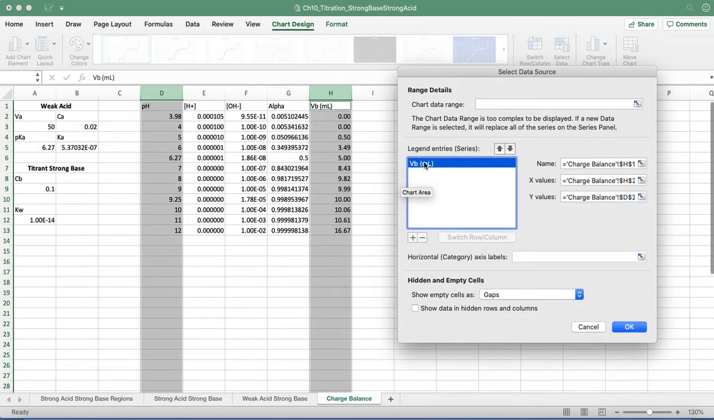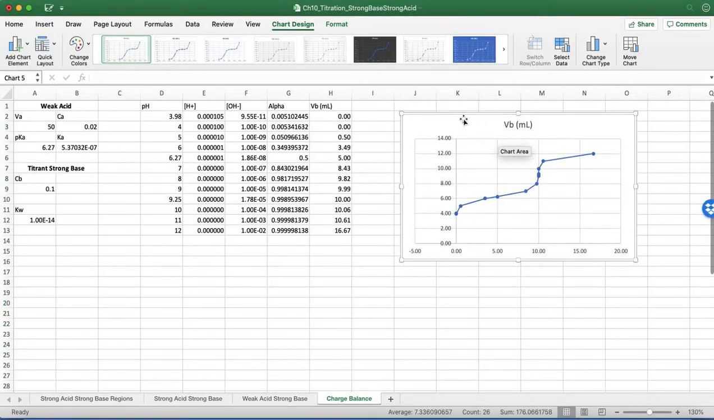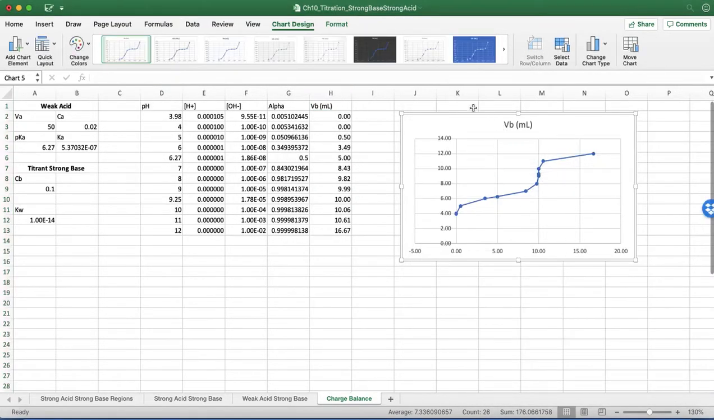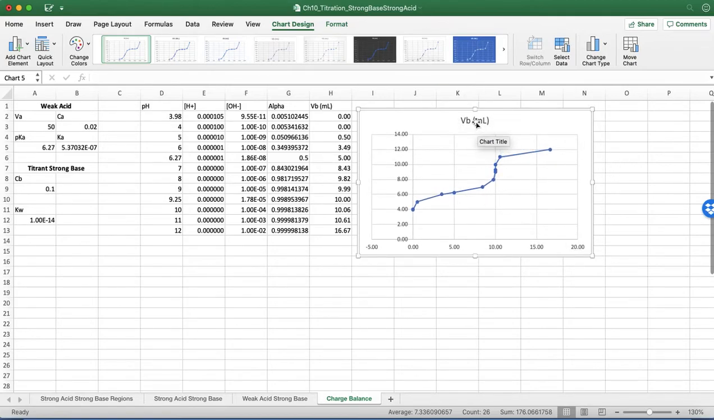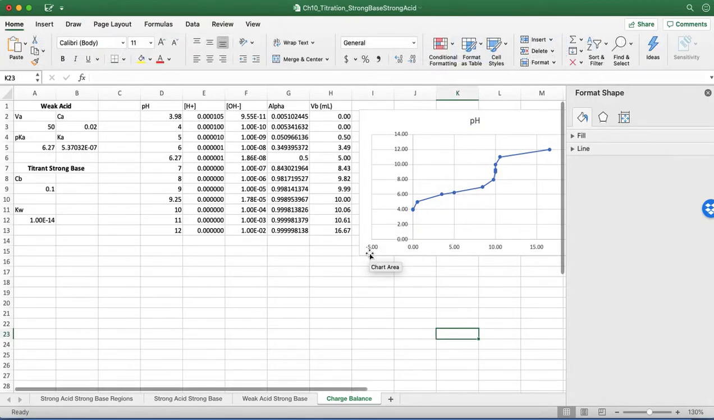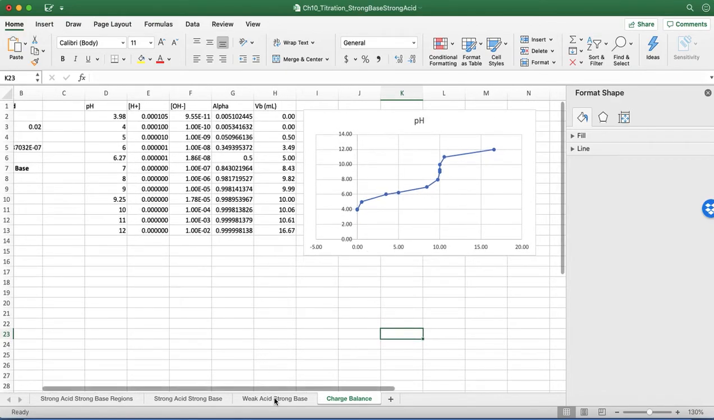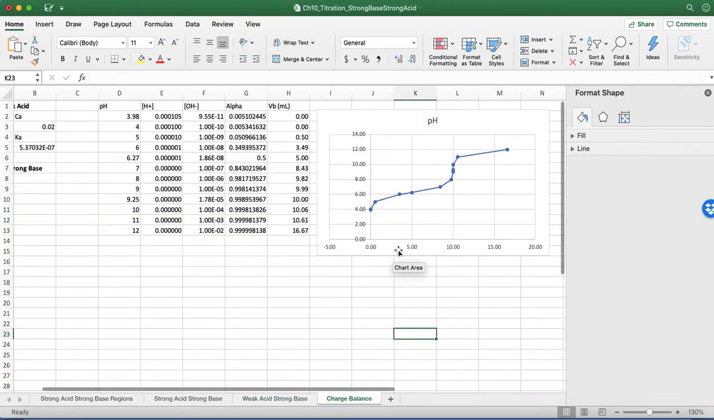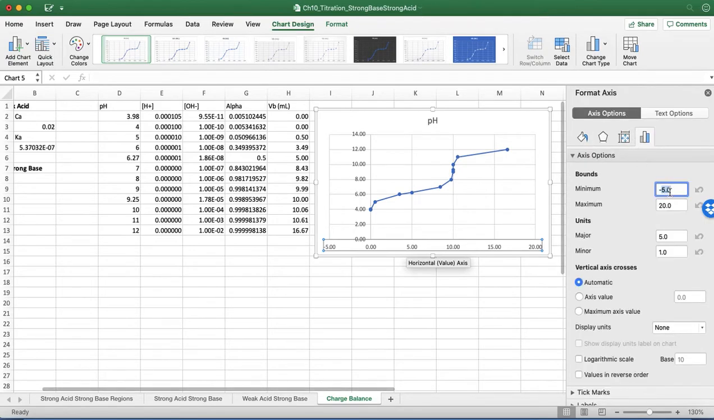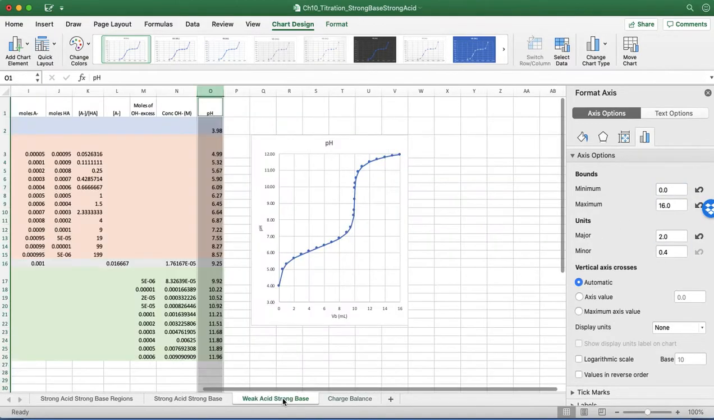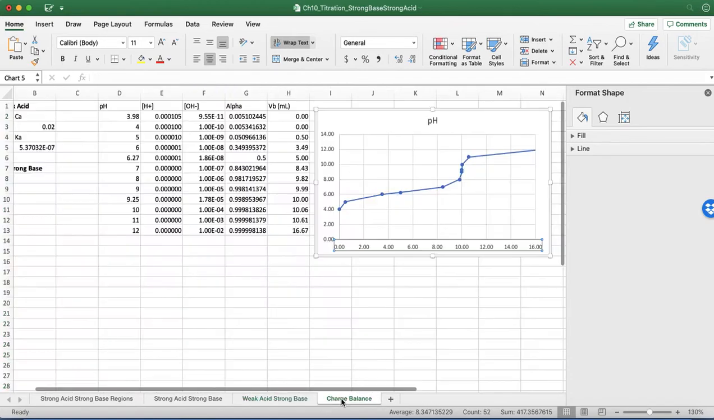And we can adjust this. We can change those things later, and we can add labels and things like that. Now, if you look closely, I need to change this title to pH. Let's take a look at what we had here, to see if it compares to this. So we're going to go with VB on the x-axis from 0 to 16, and the pH on the y-axis from 3 to 12.